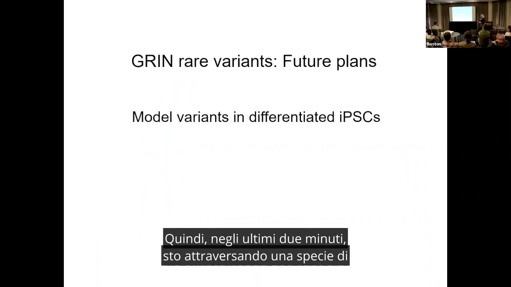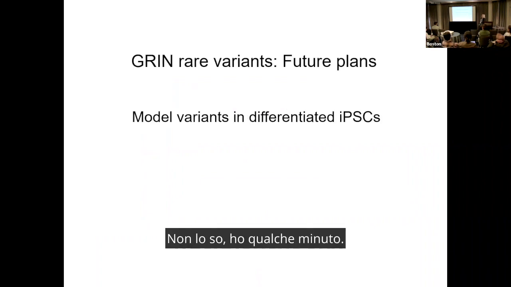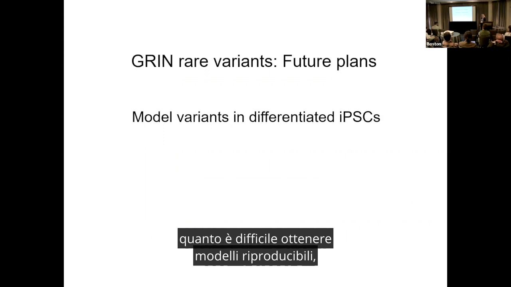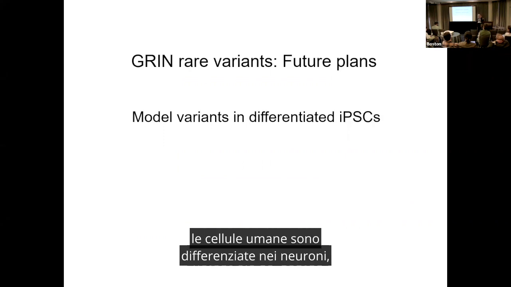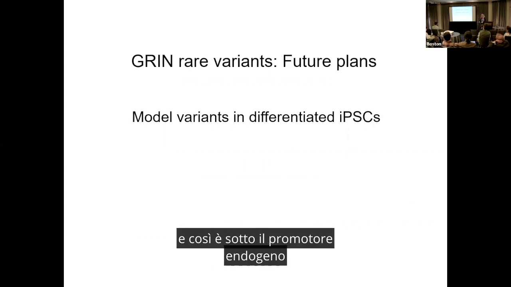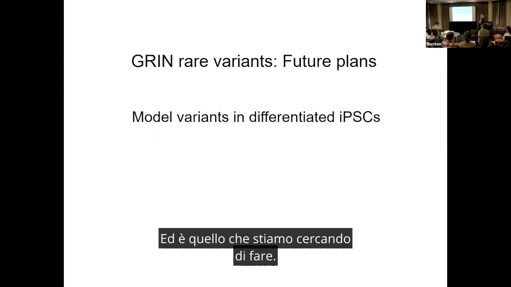So in the last couple of minutes, I'm going through this. Oh no, I have a few minutes. I want to talk about, and it was alluded to in one of the sessions today, how hard it is to get reproducible models, especially when we want to use iPSCs. That's really where we want to go: to start using human cells differentiated into neurons, under the endogenous promoter, where we can knock in the mutants using CRISPR and compare to controls. That would be our goal, and that's what we're trying to do.